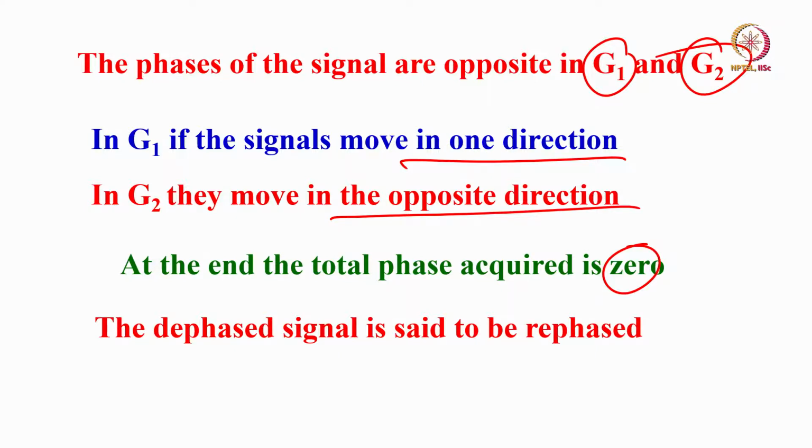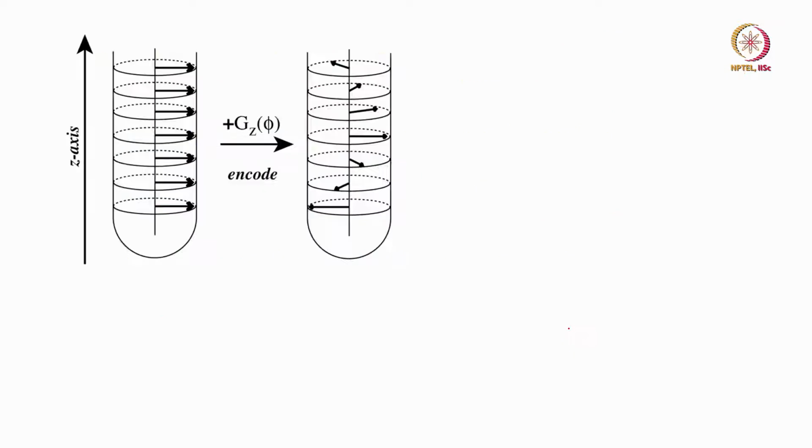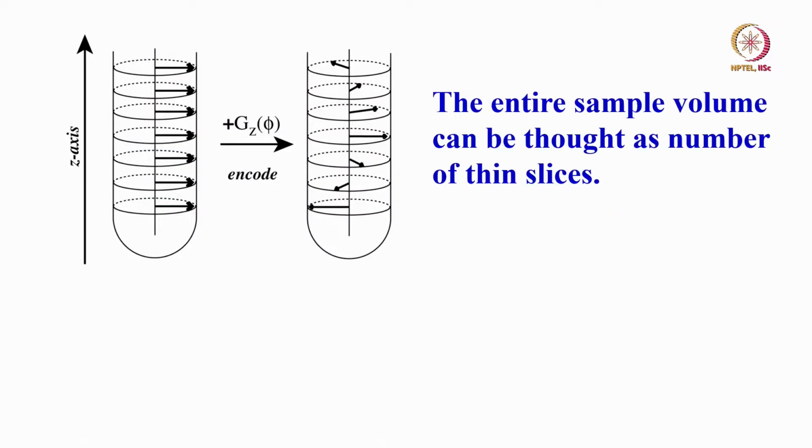If I ensure the total phase acquired by phase coherence orders P1 and P2 during G1 and G2 is somehow equated to 0, then I can still get the signal. Then I say the dephased signal is rephased. This is the important point. And diagrammatically you can see like this. These are all uniform, there is a perfect alignment here, the homogeneous case. There is no change in the frequency. All the frequencies are the same.